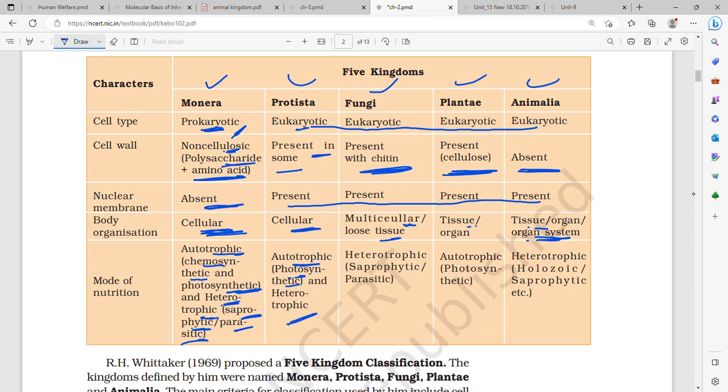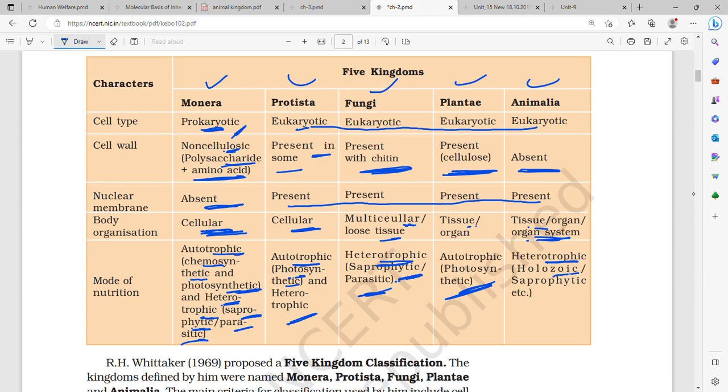Then fungi, they are only heterotrophic, they are not phototrophic, parasitic and saprophytic, but majorly saprophytic. Then Plantae, autotrophic, photosynthetic. Plants are not heterotrophic, they always produce their own food, and they are photosynthetic. Exceptions are Venus flytrap and Rafflesia and all. Then Animalia, heterotrophic. Again, animals will never be autotrophic.